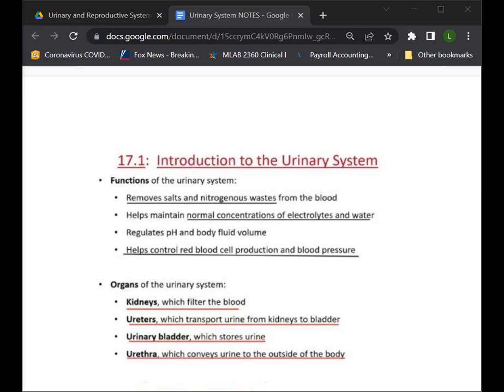So the kidneys have a way of monitoring the blood pressure. And if the blood pressure becomes too low, the kidneys have a way of increasing the blood pressure. And then also they have a way of monitoring the blood oxygen levels. And if the blood oxygen levels become too low, the kidneys have a way of increasing them.